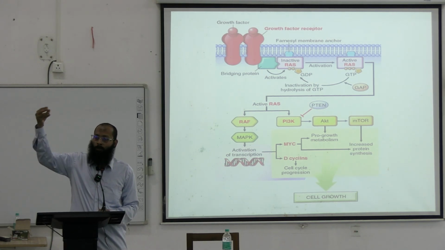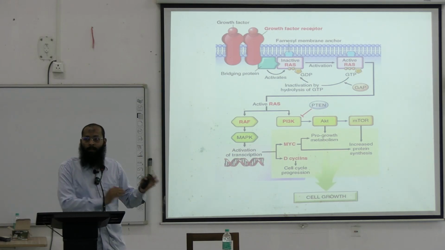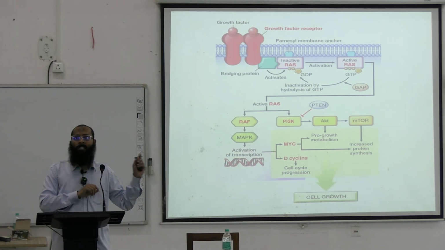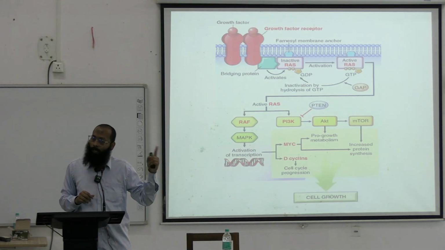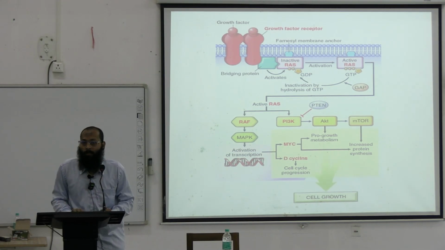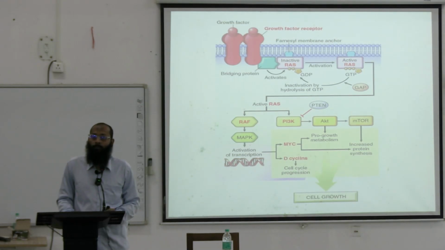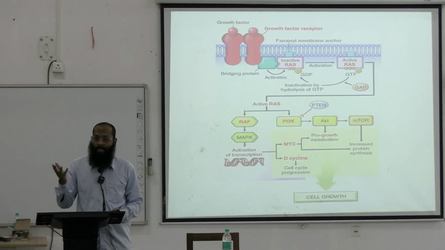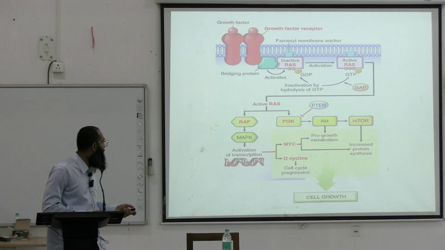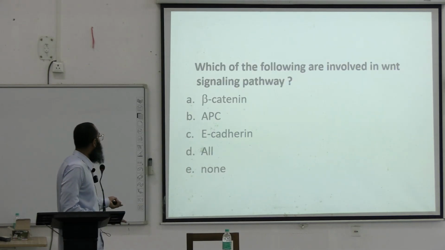So, if a growth factor comes, the normal cell has 1 HER2 protein, the malignant cell has 10 HER2 proteins. Who will get the growth advantage? The HER2 mutation containing cell, that means the malignant cell, will get the growth advantage. Clear? Clear to all? Okay.